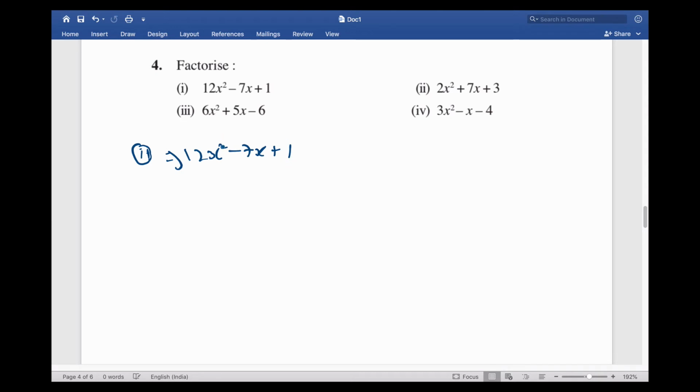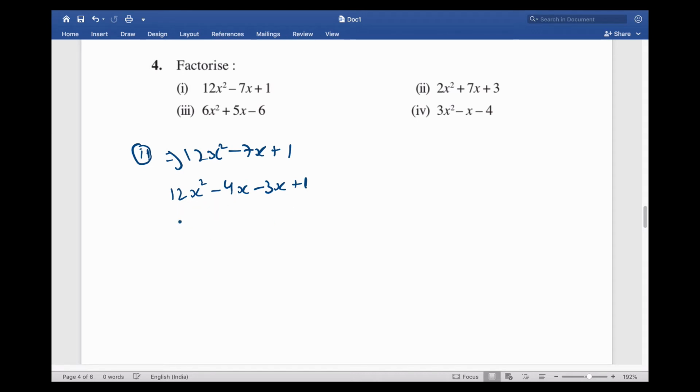So 1 into 12x square will give me 12x square. Multiplied I need 12x square and added or subtracted I need minus 7. So it's clear that 4 into 3 does give me 12, and if I want a negative I can use minus 4 and minus 3. So let's write that. Minus 4x minus 3x plus 1.